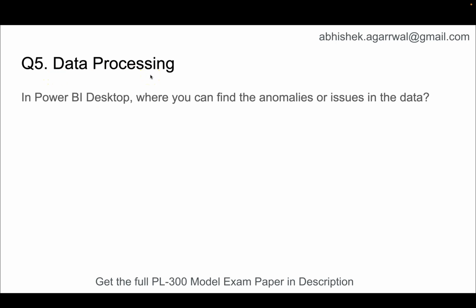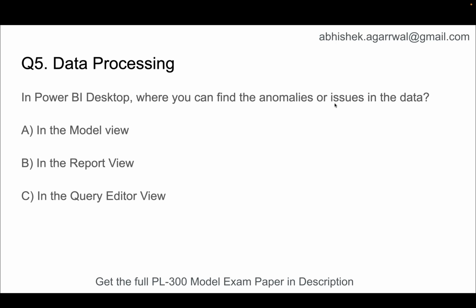So here is the question: in Power BI Desktop, where can you find the anomalies or issues in the data? The first option is the Model view, the Report view, the Query Editor view, or the Data view. So based on your experience, if you have the answer, write it down in the comments below, or if you don't know, then I suggest that you do a bit of research.